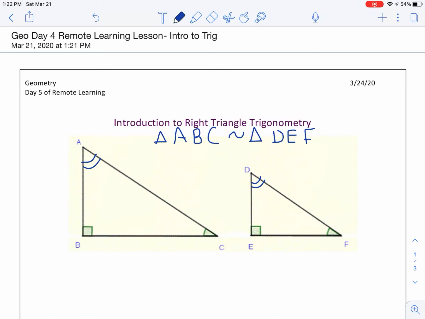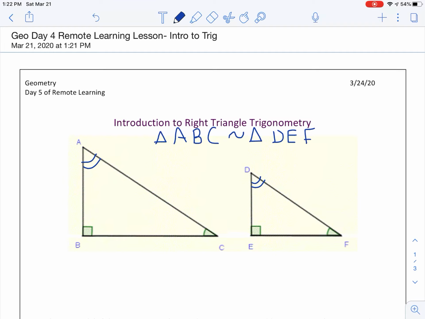Okay? So what we're going to end up learning here is that anytime you have a right triangle and one other congruent angle, the triangles will always be similar, which means their sides will always be in the same ratio. And that's what we use trigonometry for. Before we get into the specifics of it, there's a couple of basics we need to get into.